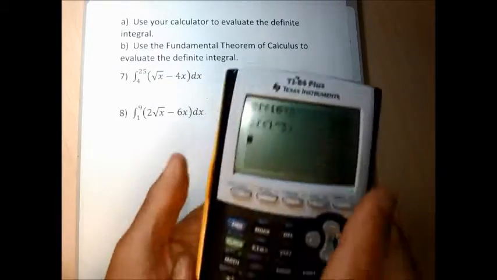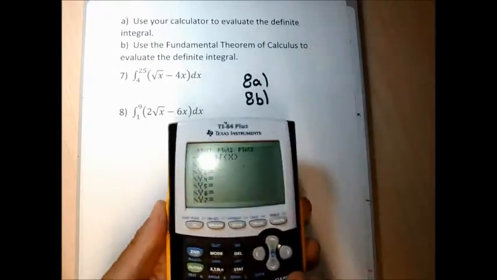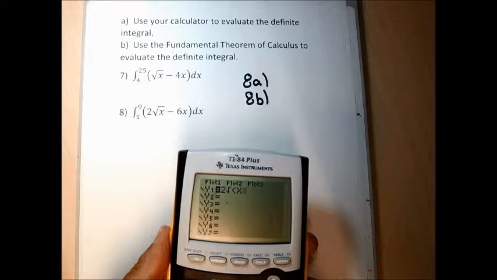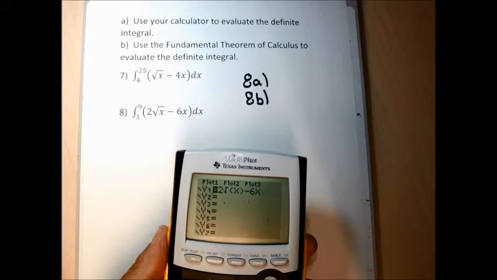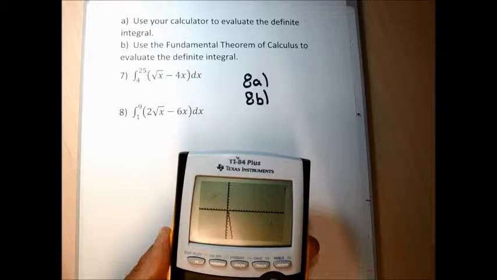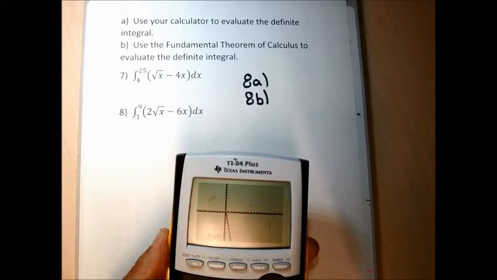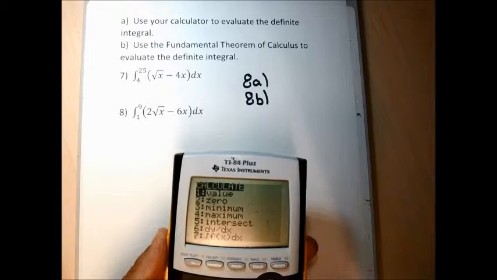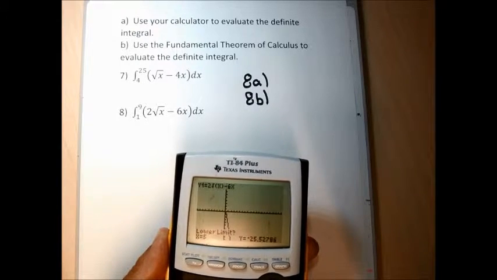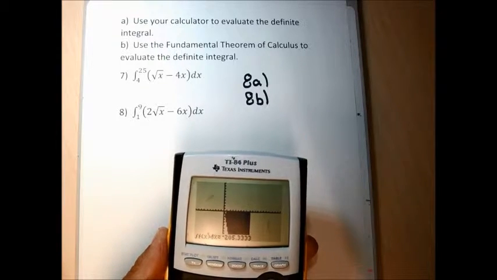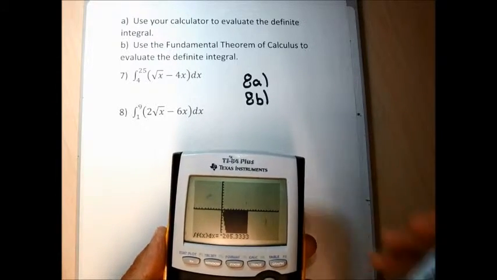So for 8a, y equals 2 second square root of x, close out the parentheses, minus 6x, graph it. Interesting. So now the graph is beneath the x-axis, and you're going to find out what happens when we get an area beneath the x-axis real quickly here. So I'm going to go second calc, go down to option 7. The lower limit is 1. The upper limit is 9. It gives me a negative area, negative 205.333.